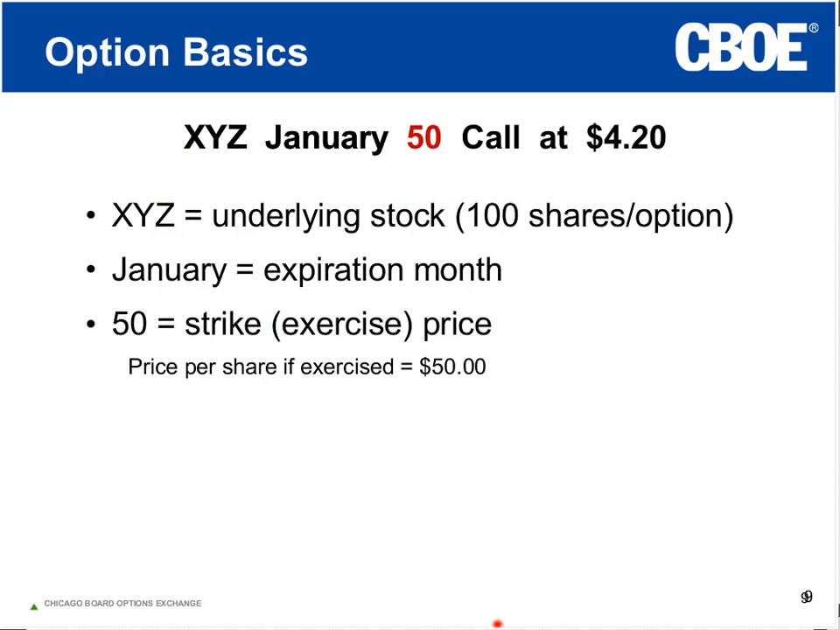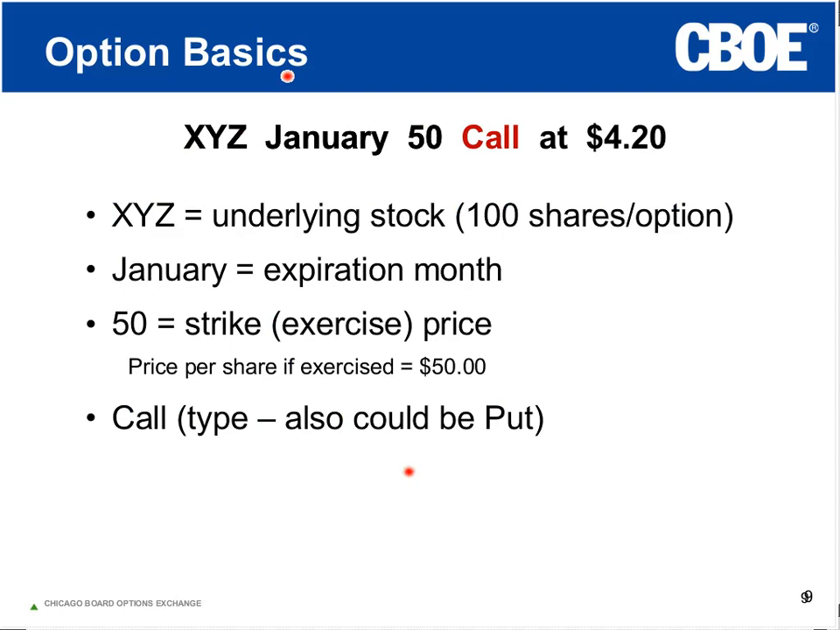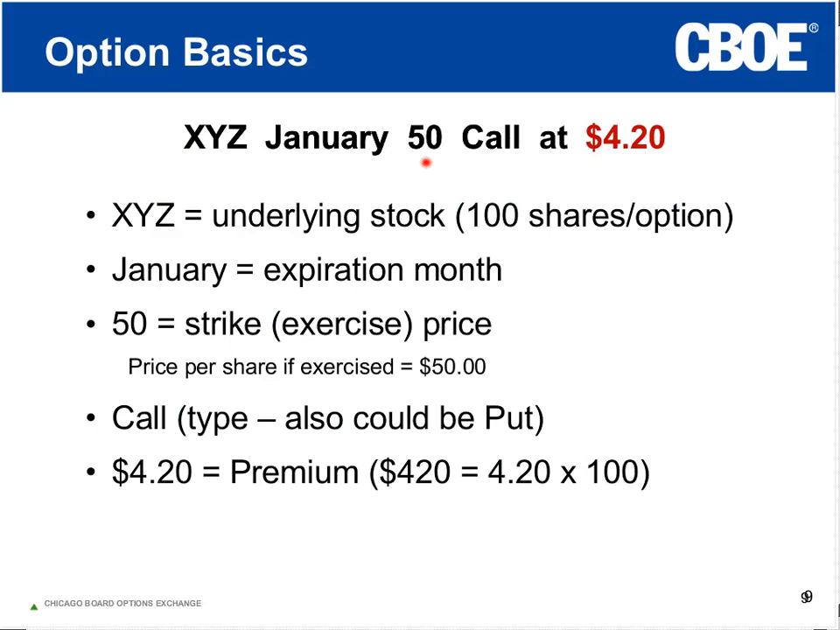We're looking at a call option, so this is the right to buy 100 shares of XYZ at $50 a share. Just mentioned it's a call option. It could also be a put option. If this were a put option, this would be the right to sell 100 shares of XYZ at $50 per share. Then finally, we've got that premium, or the price of that option contract. Quoted as $4.20, but again, we multiply the 100 multiplier times that quoted price, and we get a premium or price of $420 for that option.